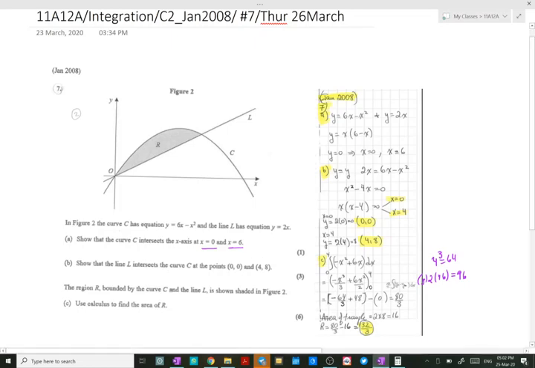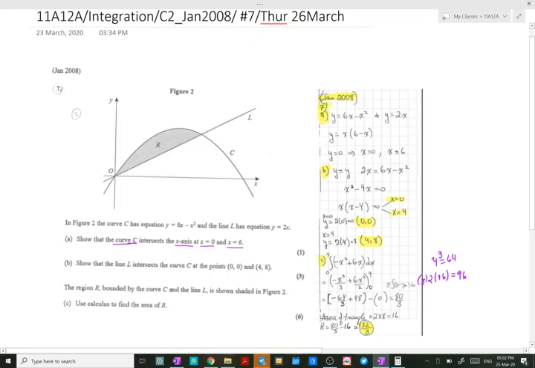Number 7, taken from the PastPaper C2 January 2008. It's an integration question. In figure 2, the curve C has equation y equals 6x minus x squared, and the line L has equation y equals 2x. Show that the curve intersects the x-axis at x equals 0 and x equals 6.